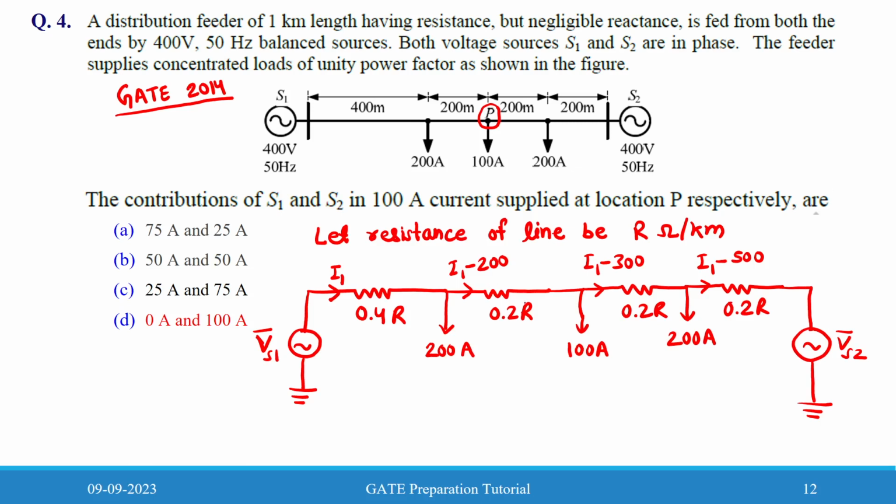So this value will be 200 ampere. You have to find this at node P. Actually from here, 0 ampere is coming, so from this side it will be minus 100 ampere, and from this side it will be 100 ampere. So the correct answer will be D. This is a little simple problem. Is there any doubt?